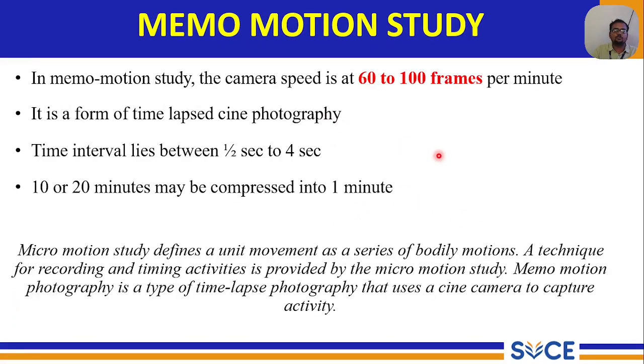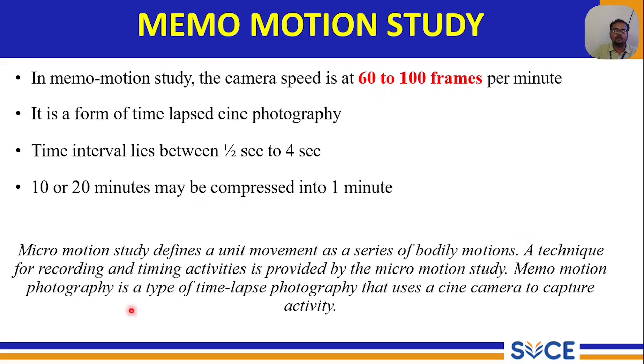The next one is your memo motion study. In memo motion study, the camera speed is very low when compared to micro, 60 to 100 frames per minute. So it is a kind of time lapse cine photography. The time interval usually lies between the range of half a second to 4 seconds. So you can have 10 or 20 minutes of video which may be compressed to 1 minute.